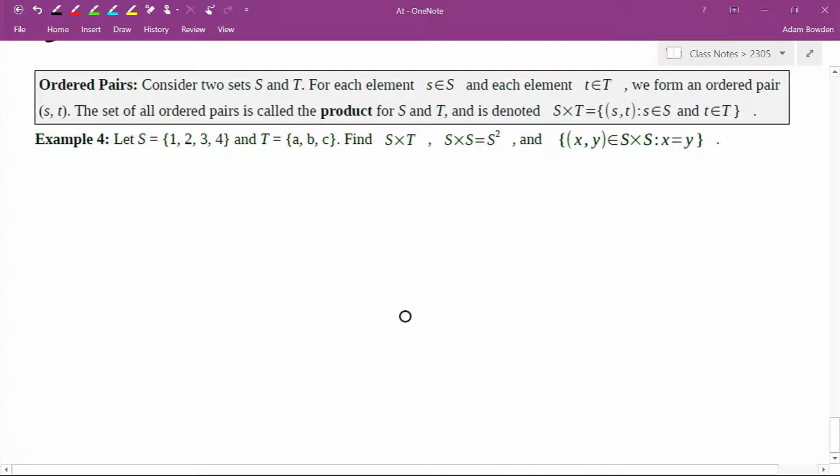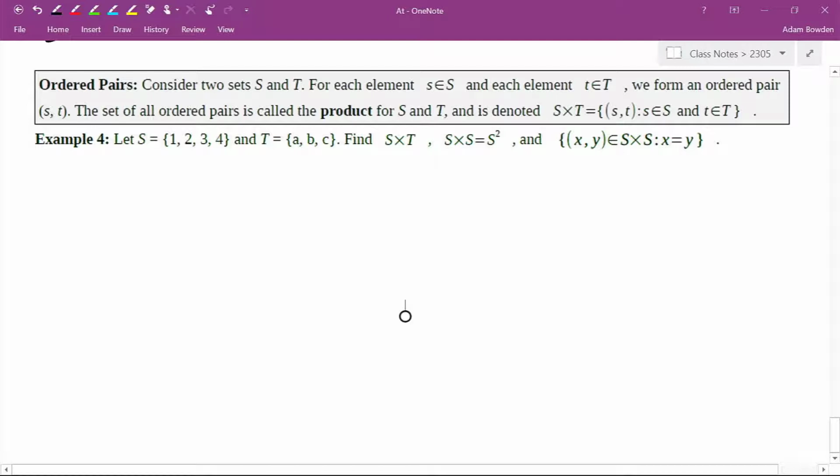We'll wrap up our discussion in this section by looking over the definition for ordered pairs. It says, consider two sets S and T. For each element s in set S and each element t in set T, we form an ordered pair, here denoted by (s, t) in parentheses. The set of all ordered pairs is called the product of S and T and is denoted S, looks like the multiplication X, with T. I pronounce this S cross T.